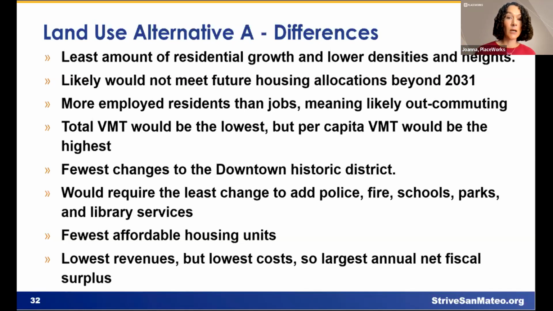There are more employed residents than jobs, so people are more likely to need to drive elsewhere to go to their work in San Mateo. Again, as I said, total VMT is the lowest, but per capita VMT is the highest. Alternative A has the fewest changes in downtown and in historic districts downtown, and would require the least change to add more police, fire, schools, parks, and library services. Alternative A, because it has the lowest residential development, also has the fewest new affordable housing units, which are required as part of new residential development. Alternative A has the lowest city revenues, but it also has the lowest city costs. So it's most likely to have the largest annual net fiscal surplus, although all three alternatives resulted in a net annual fiscal surplus for the operating budget.